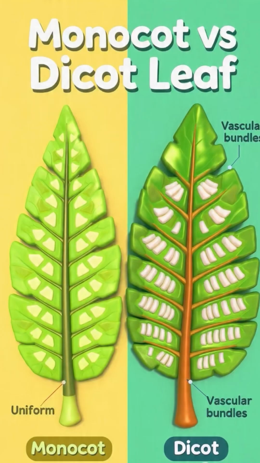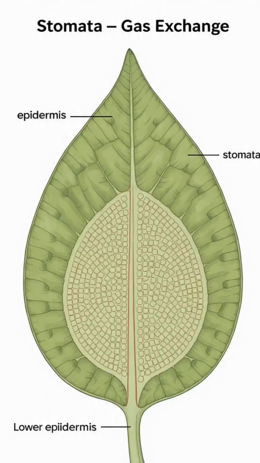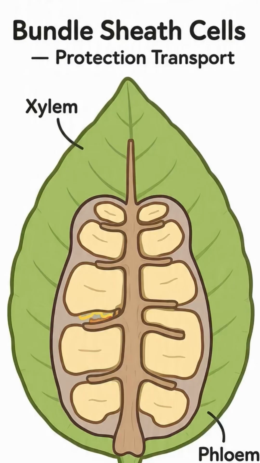Monocot versus dicot leaf cross section. Monocot, single layer palisade, scattered veins. Dicot, double layer palisade, net-like veins. Stomatal distribution. Stomata are more on the lower epidermis in dicot leaves for water conservation. Bundle sheath surrounds vascular bundles in leaves, especially in C4 plants, aiding in photosynthesis efficiency.